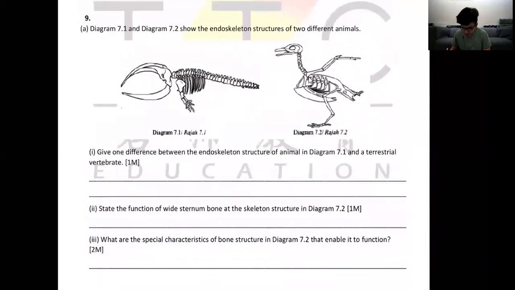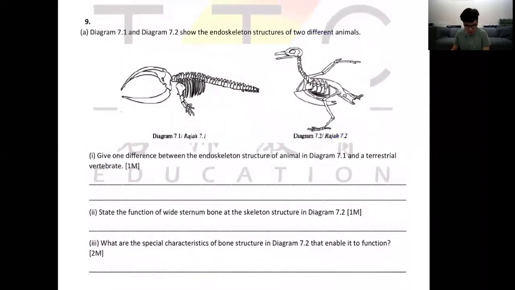For terrestrial, is this terrestrial? Is this supposed to be an ostrich or something? Okay, fine, whatever. It has a bigger pectoral girdle. Oh no, they are not comparing to the bird, sorry. They just want this and maybe an elephant. So the whale has a smaller pectoral and pelvic girdle.